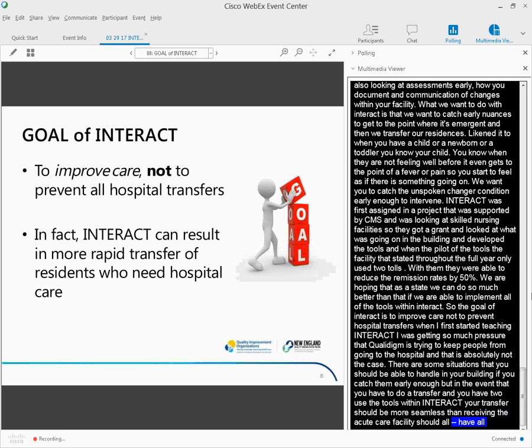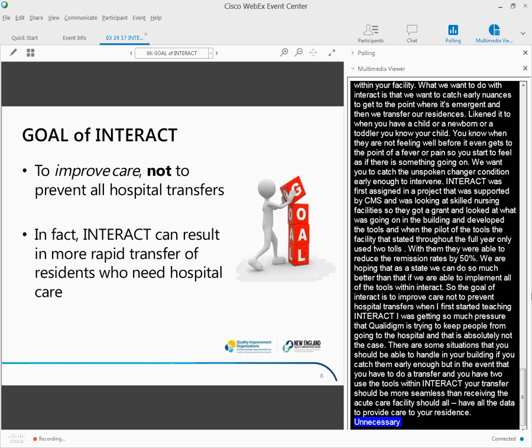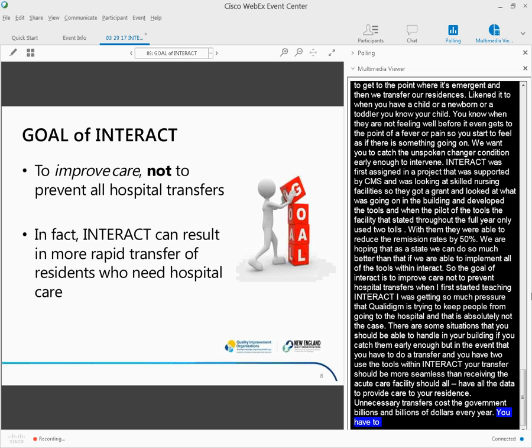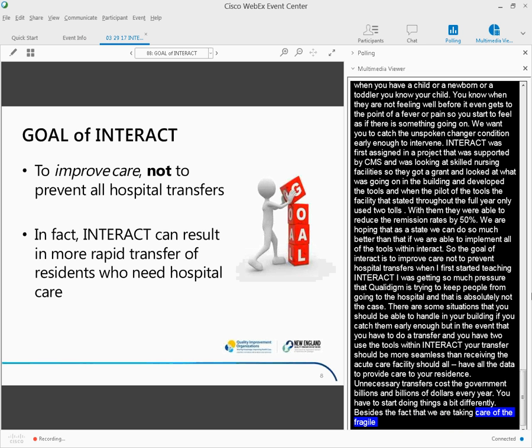So unnecessary transfers cost CMS, the government, you and I, billions and billions of dollars every year. So we need to look at what we're doing, and we have to start doing things a bit differently. Besides the money factor, we are taking care of the most fragile people in our community, and we send them to the hospital without enough information. They are unable to speak for themselves, and they're at the mercy of the care provider at the hospital. So think about that next time that you're sending your resident out.